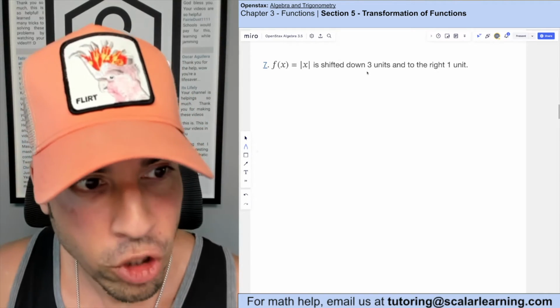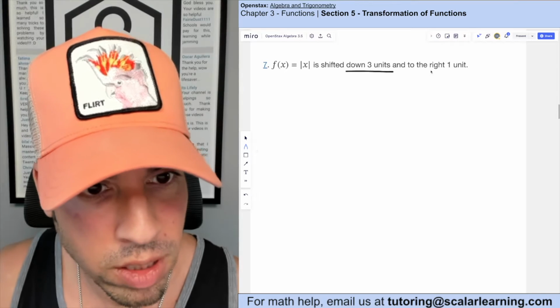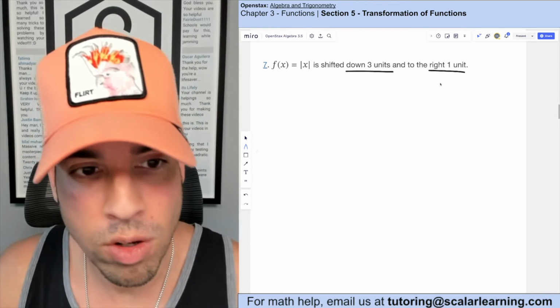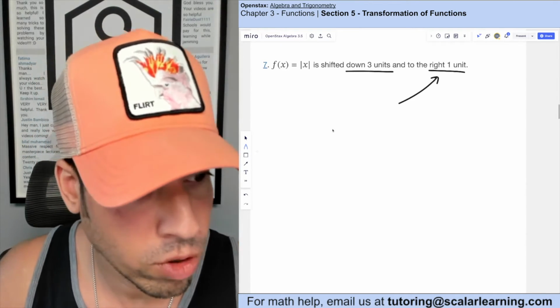So here we're taking our function and we're shifting it down 3 units and to the right by 1. Now I'm going to apply the horizontal or right shift first.